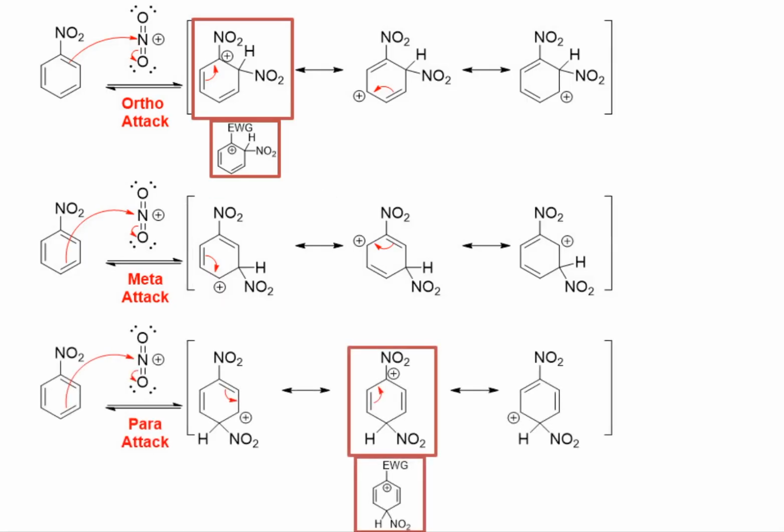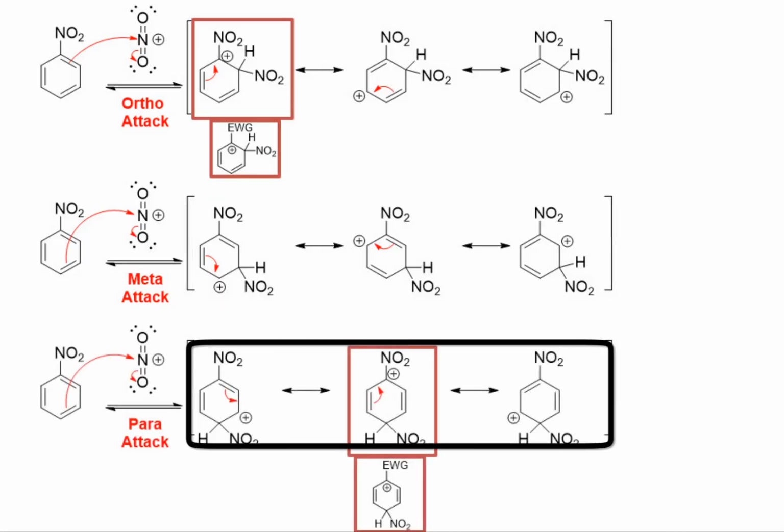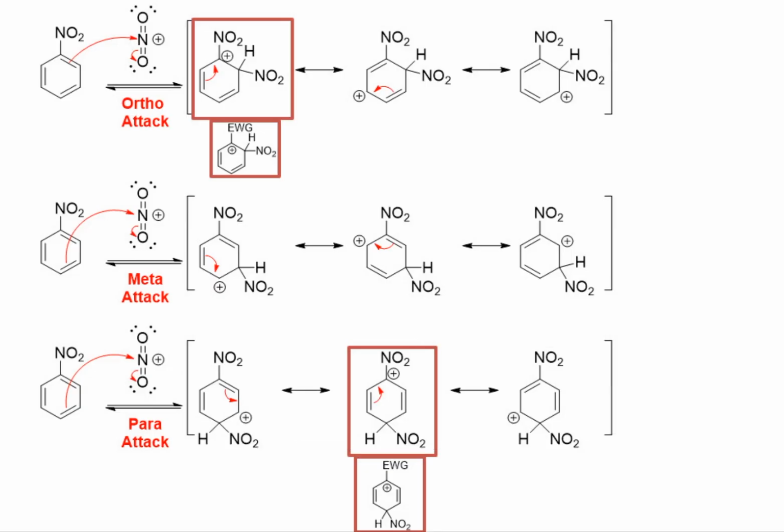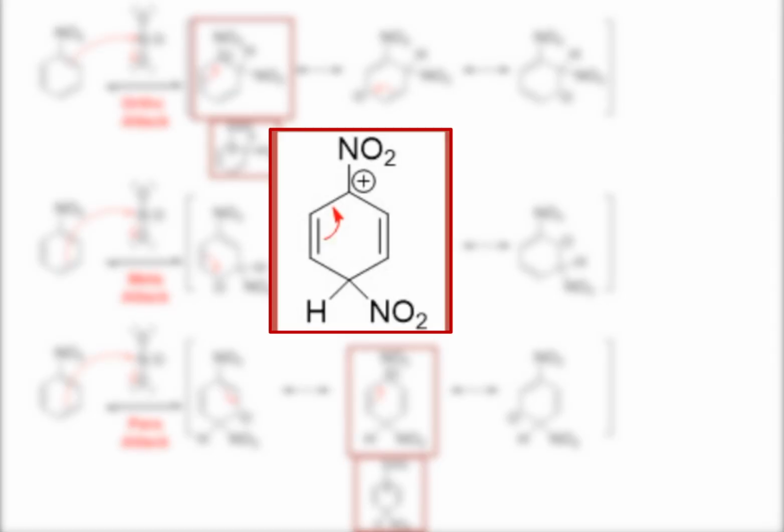With our para attack, we would get these three sigma complex resonance forms. And you can see in these three, we have two resonance forms that are not particularly good or bad. And then this one here that we have highlighted in red, again, is a very poor resonance form. It'd be very unstable because, again, we have a formal positive charge located on the carbon with our nitro group.